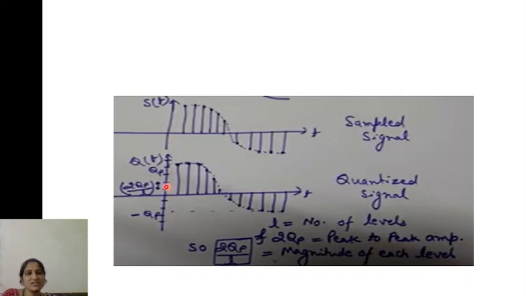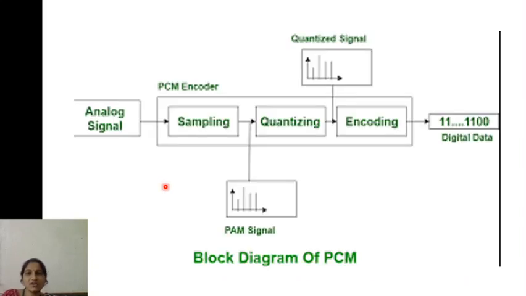So this is given to the ADC, that is the analog to digital converter, so that you will be obtaining the digital code. This can also be explained with a block diagram. So this is the block diagram of the pulse code modulation. In this pulse code modulation, first you are providing the analog signal. This analog signal is given to the sampling system. What does the sampling system do? It will sample the analog signal.